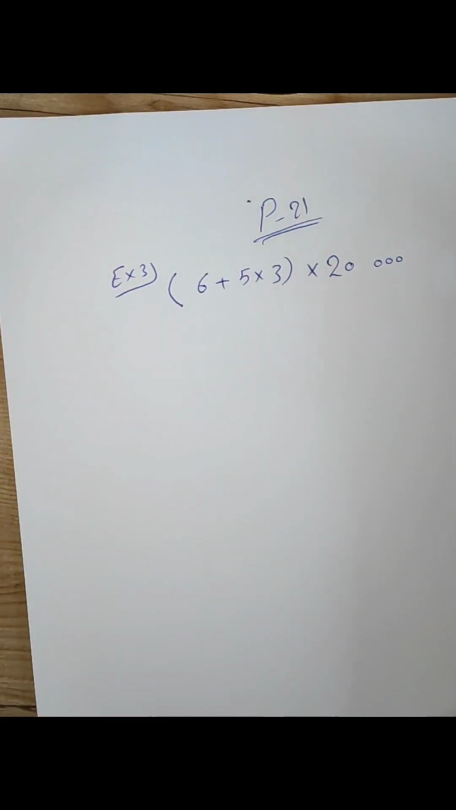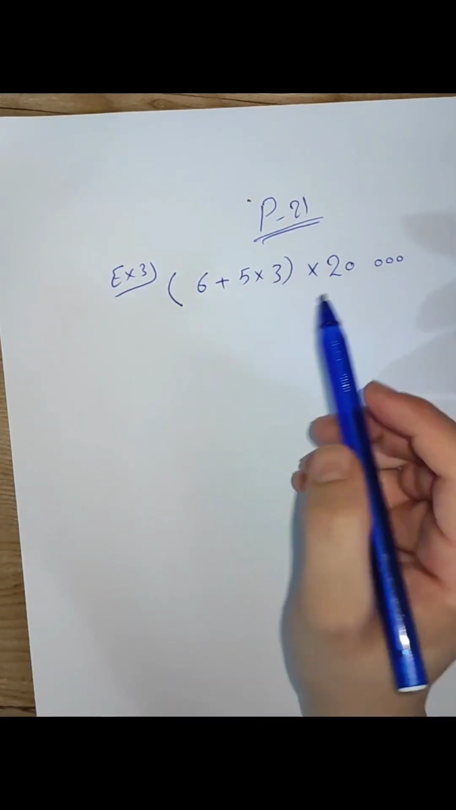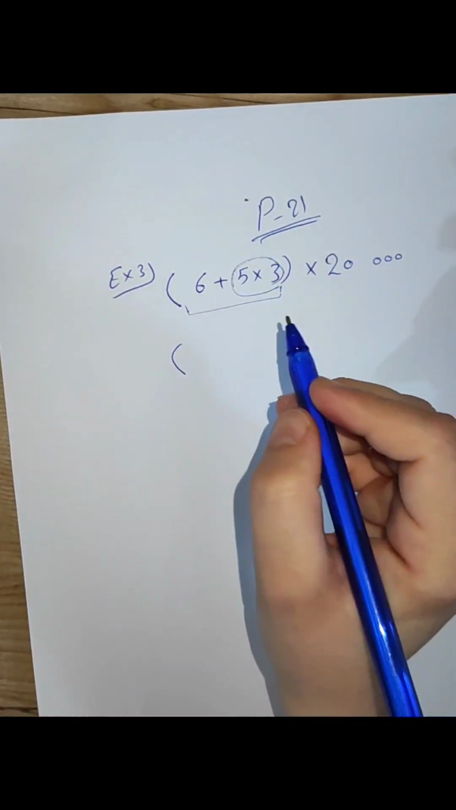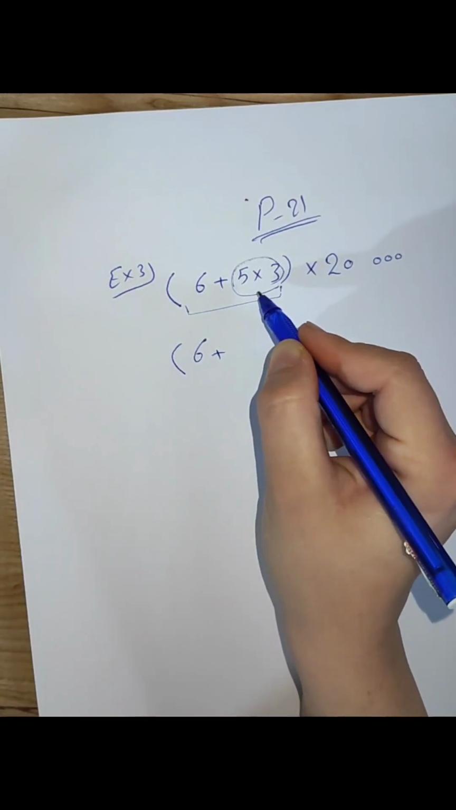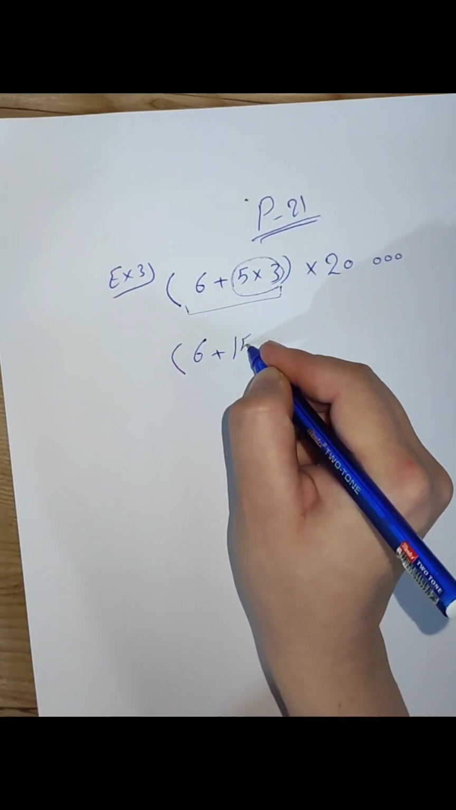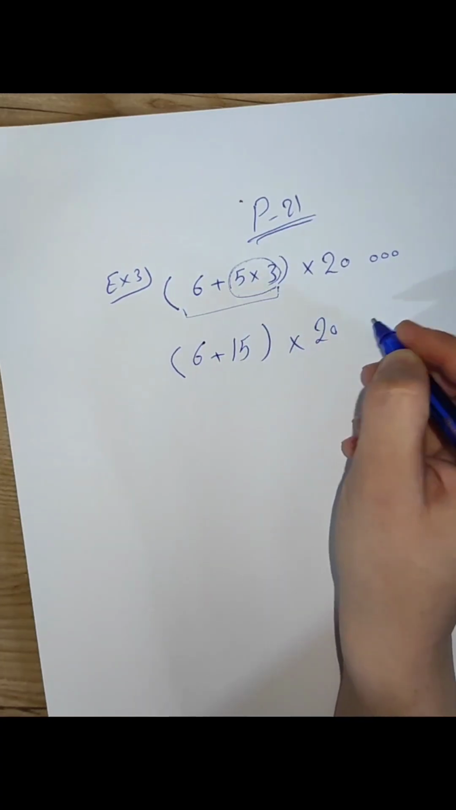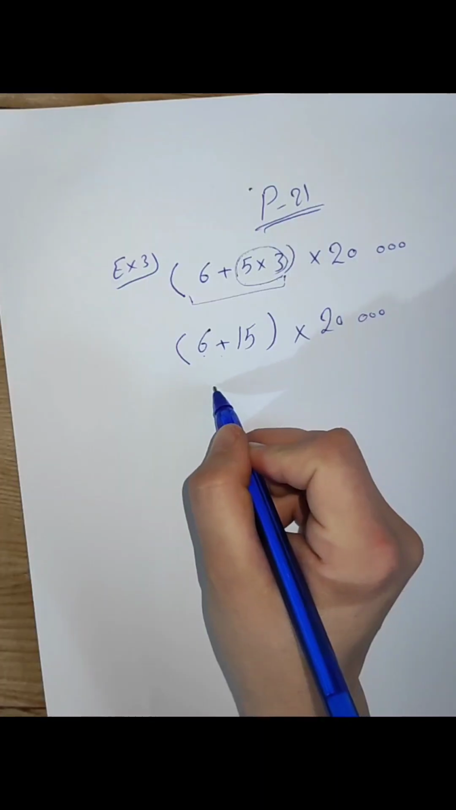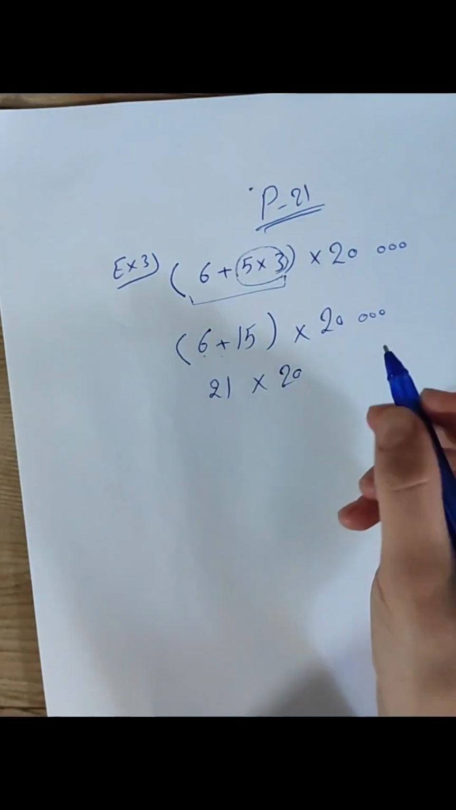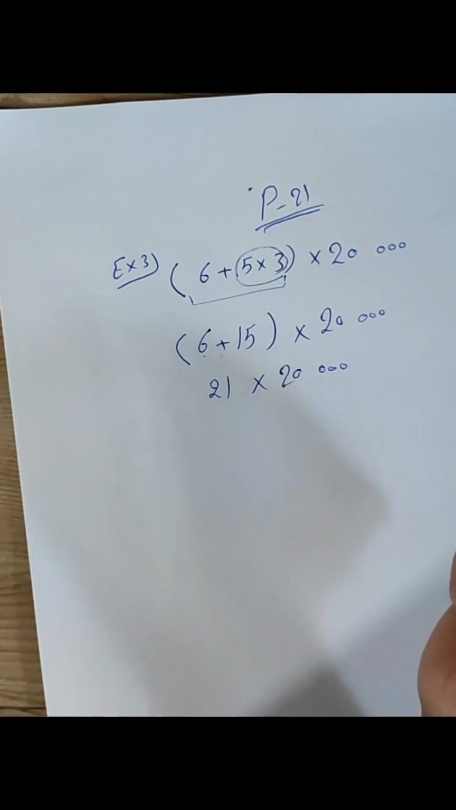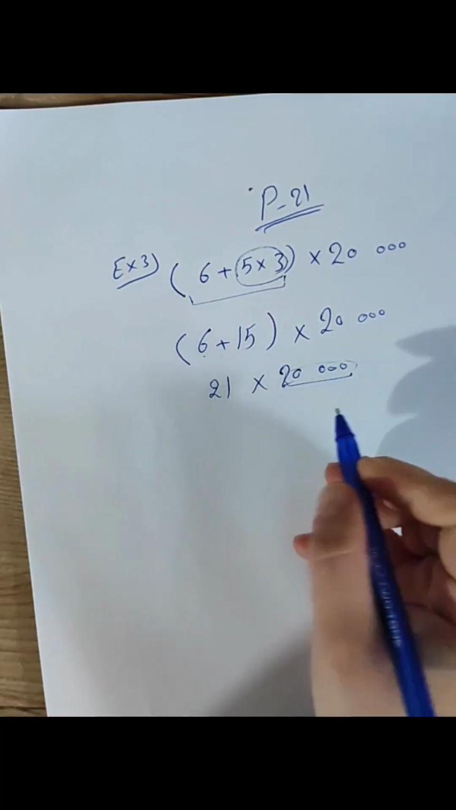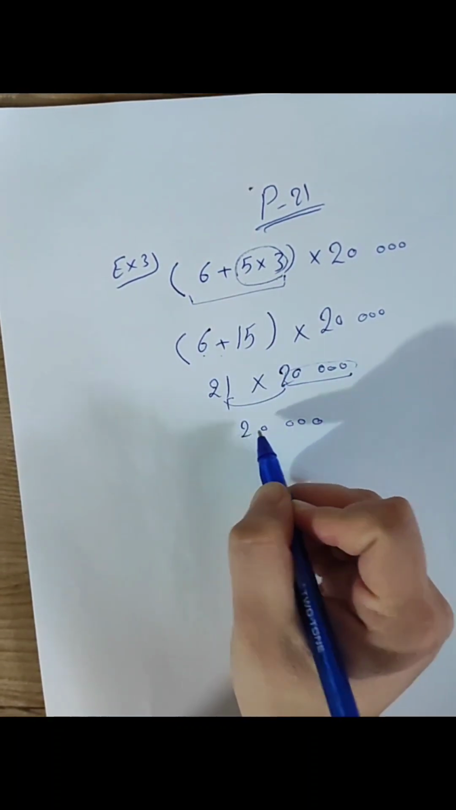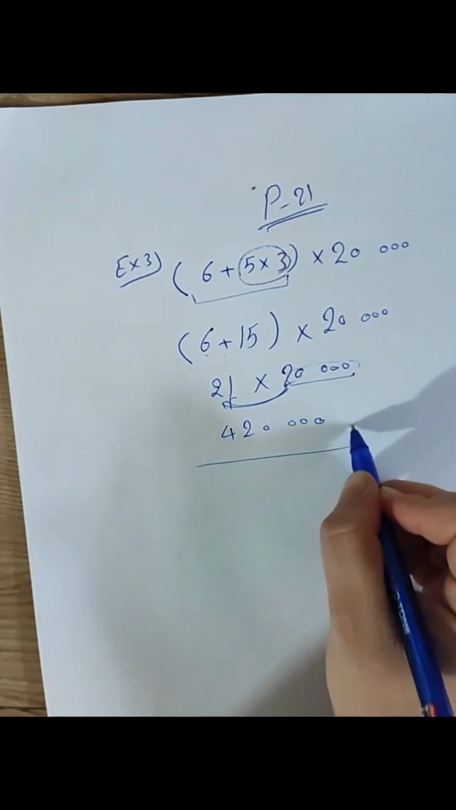And the last example, we have this question, and first we should solve this part, and like this, 5 times 3, and write 6 plus 5 times 3 is equal to 15 times 20,000. Okay, then 6 plus 15 is equal to 21 times 20,000. Okay, and guys, you should write all the zeros. Okay, 1, 2, 3, and 4. Then 2 times 1, 2. 2 times 2, 4. And this is the answer.